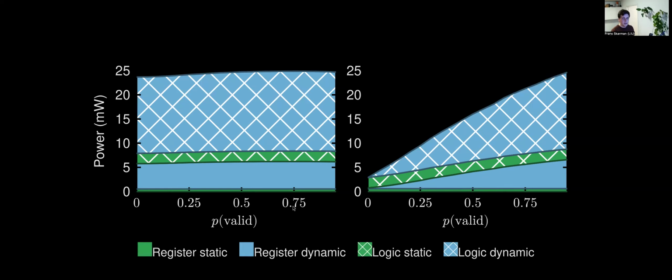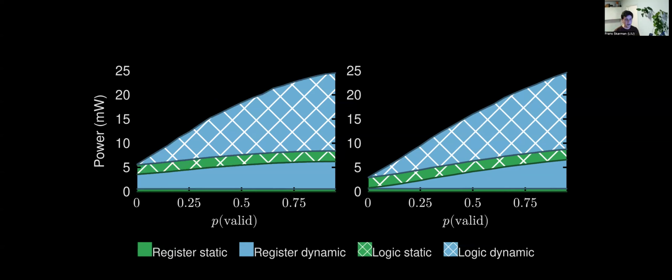The p-valid here is the likelihood that each multiplier has valid data. And in this example, in cases where the data is invalid, it's still flipping randomly every clock cycle. And so in this case, we don't make any savings without the optimization. With the optimization, we make a ton of savings when the chance of data being valid goes down.